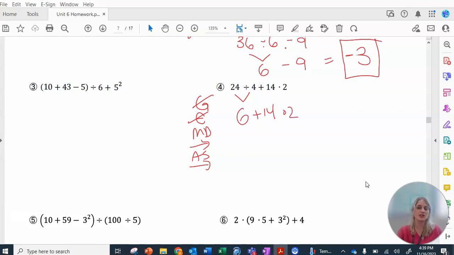I don't care that you read the plus first. It's not on the same level as the times. So we're going to that times next. 14 times 2 is 28. Plus 6. Now we've cleared the multiplication and division level because there's no more of it left. We can do our final answer, which is 34. So that's the process you're going to take for each of them.